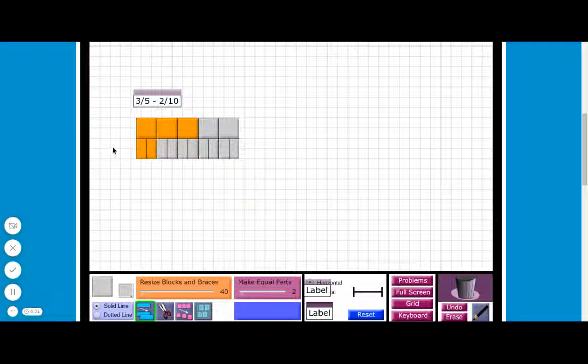So now I need to find an equivalent fraction for 3/5 into tenths. So what I'm going to do is further partition my 3/5 into tenths by taking each fifth and partitioning it in half.